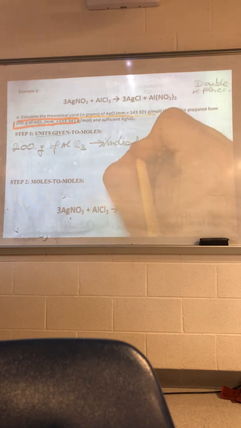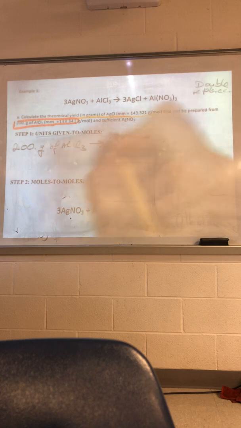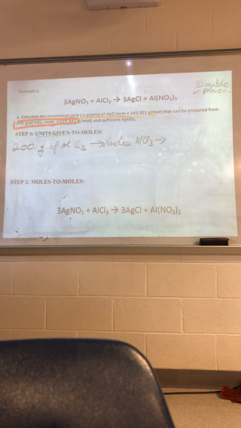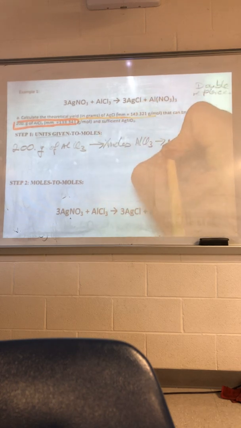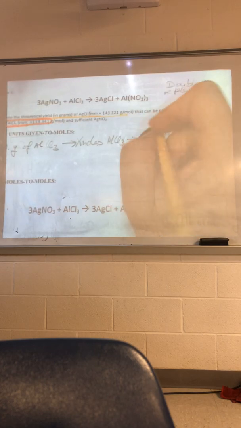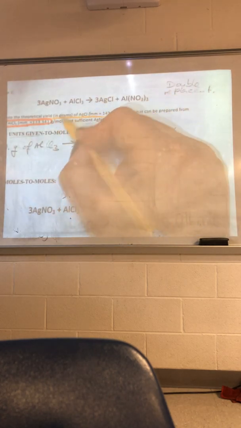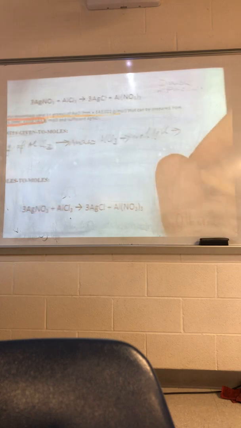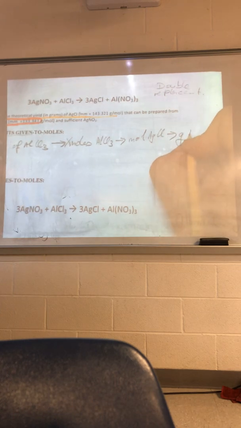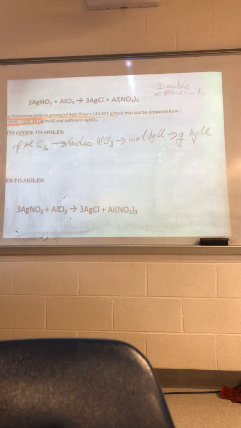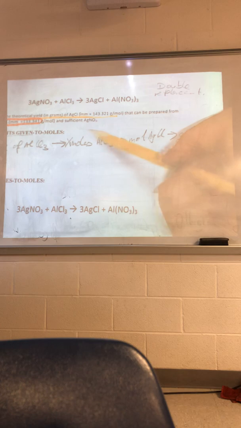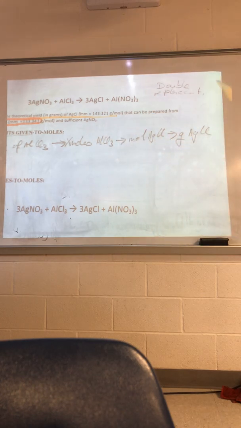Moles of AlCl3. The moles of AlCl3, I'm going to change into my unknown right here, so into moles of AgCl. And then because I want my final solution in grams, what do I need to do? I need to change it into grams of AgCl. That's it. So you have a 1, 2, 3, 4-step equation, except you are already in grams, so you're doing fine.